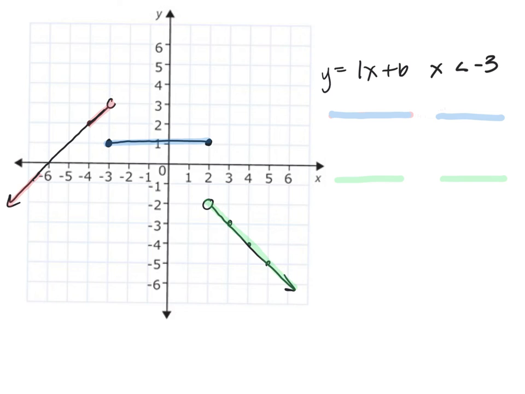Great. Here's the deal. On this one, do you agree? This is an open circle. So I want that to not be underlined. These are closed circles. Good. Okay, you guys, help me out.